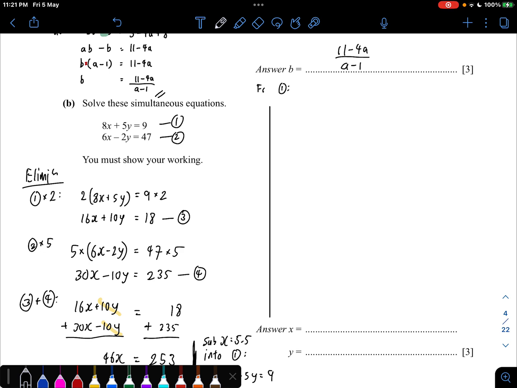Let's say I start from 1, okay, and I try to make, for example, x the subject. Okay, so 8x plus 5y equals 9. I can bring the 5y over, I get 9 minus 5y.